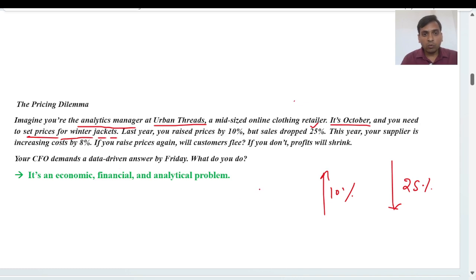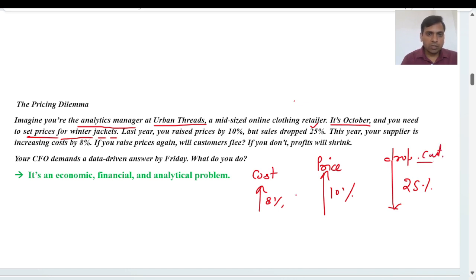Now, one more thing is added: cost is increased by 8%. If you raise the price again, will customers flee? If you don't, profit will shrink. So this is the scenario. In this scenario, there are three things. First is cost, second is pricing, and third is dropping off of customers.